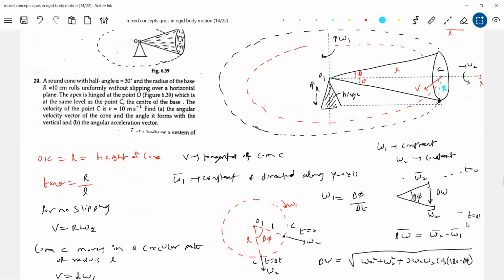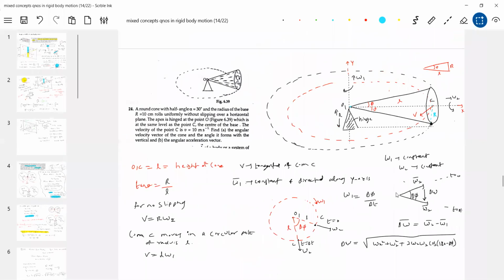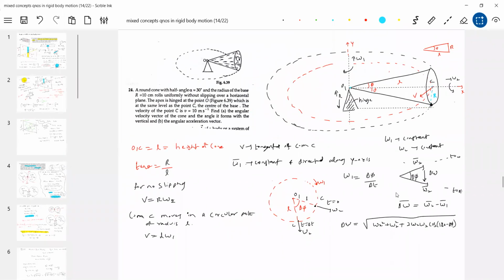I think I'll make it small a little bit. Now everything is available. Just analyze it cleanly.